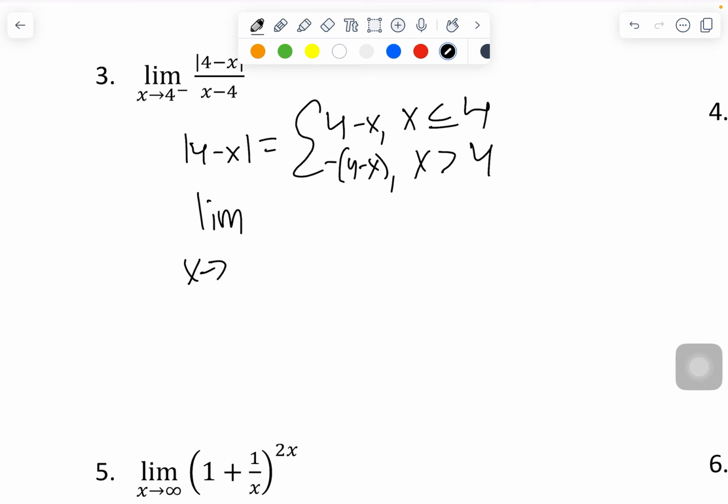So then, if we're approaching it from the left side, we'd go with the less than or equal to 4, which is just 4 minus x over x minus 4. And then if we plug 4 into that, we would get negative 1 if we take a negative out here, and get like negative times x minus 4.